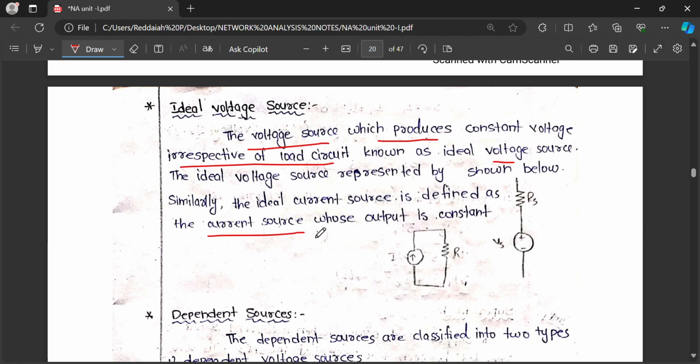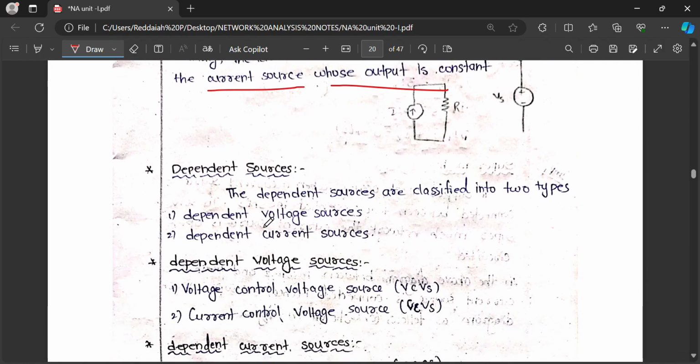Ideal. Similarly, an ideal current source is defined as the current source which produces constant output current. That is the ideal voltage source and current source. What are dependent sources? Dependent voltage source and dependent current source are there.